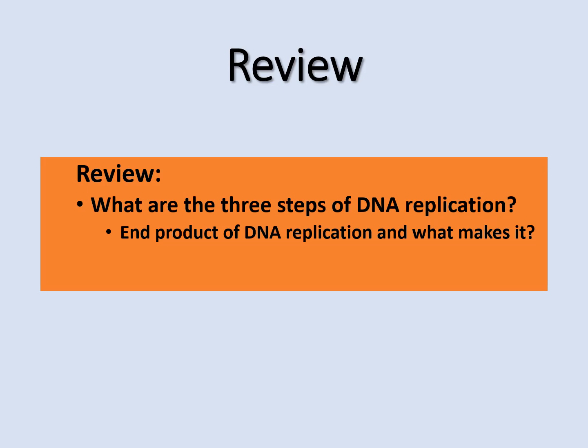So our 3 steps of DNA replication are initiation, right? So we have to unzip the DNA. We have elongation, right? So we have to copy each of the parent template strands. And then we have to terminate it, so termination. So initiation, elongation, and termination, okay? And then we end up with an identical copy of DNA. And it's DNA polymerase that is making those copies from the template strands, okay?